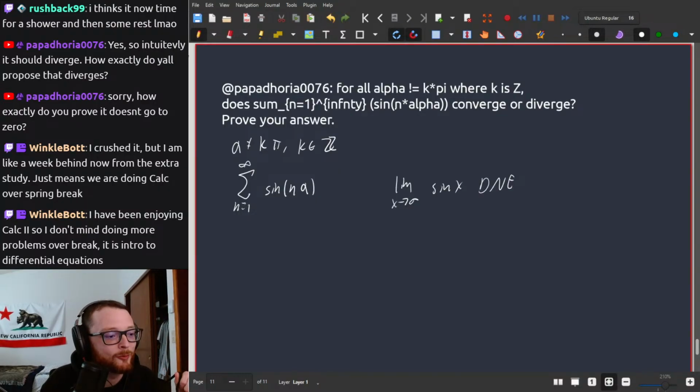Been enjoying Calc 2, so I don't mind doing more problems. It is intro for differential equations. Calc 2 is usually an annoying way. If you're getting some differential equations there, that can make it better.